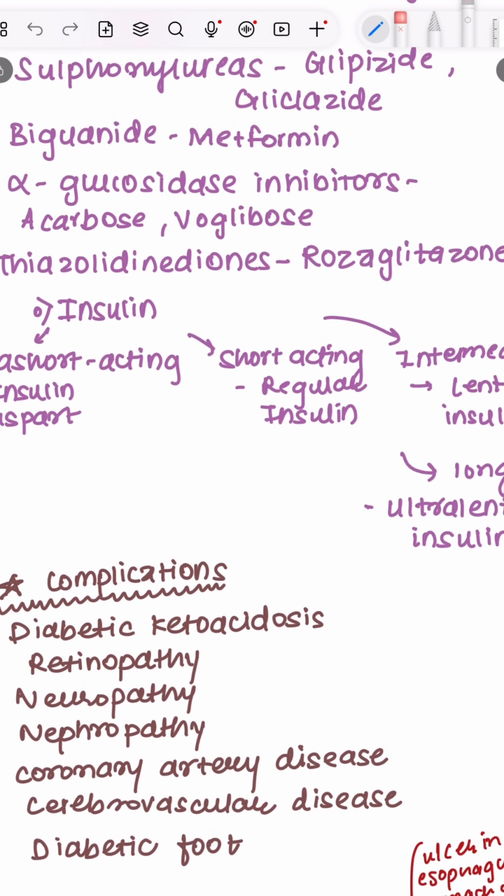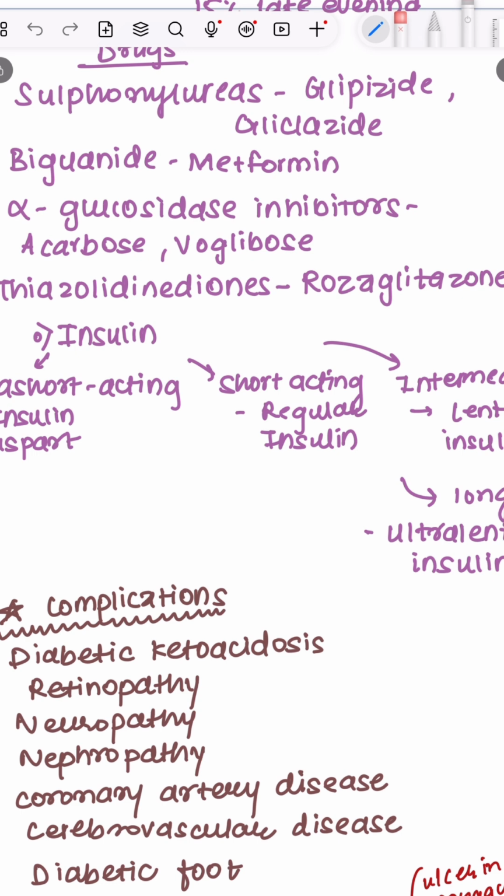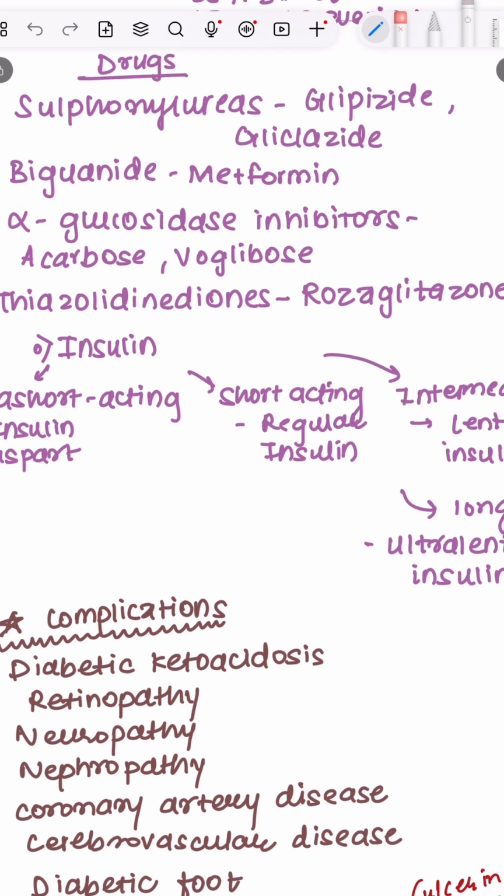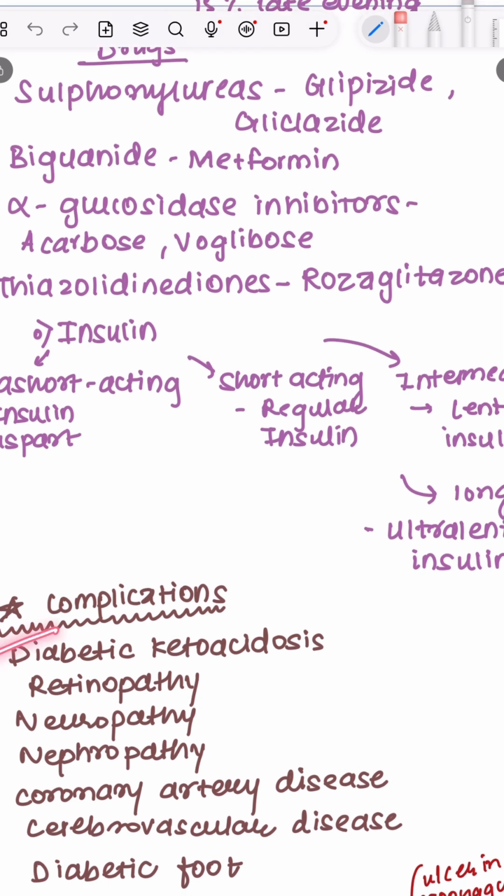Now for the complications, we have diabetic ketoacidosis, retinopathy, neuropathy, nephropathy, coronary artery disease, cerebrovascular disease, and diabetic foot. These are all the complications which are related to diabetes mellitus, and diabetes makes the patient more prone and susceptible to further infections. So you need to remember all these complications very nicely for your medicine exam. Thank you.